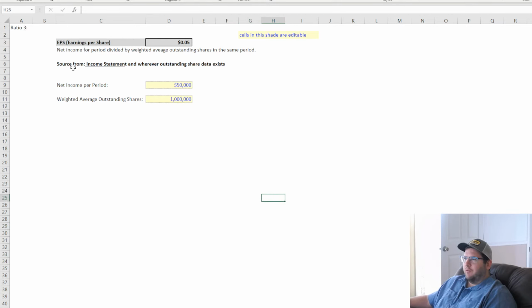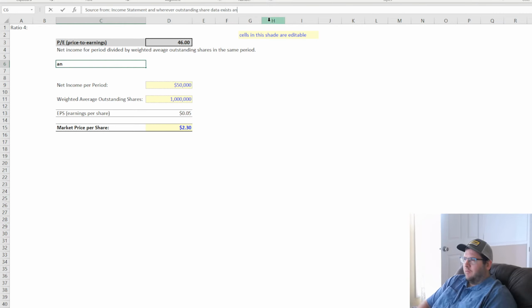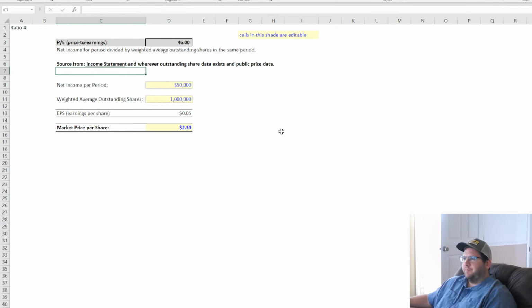Where's this sourced from? So we know where the earnings per share is sourced from, which is this. So we're going to get income statement information to figure out that, and then market price is just public. And the price is just whatever the price is at the time you're doing the analysis.